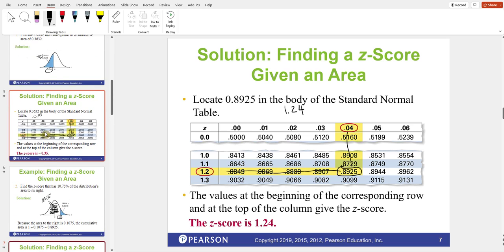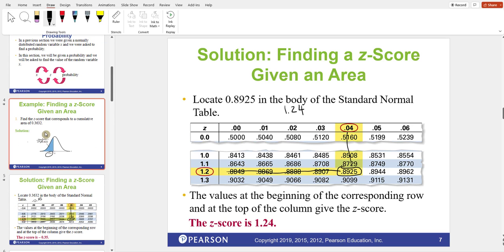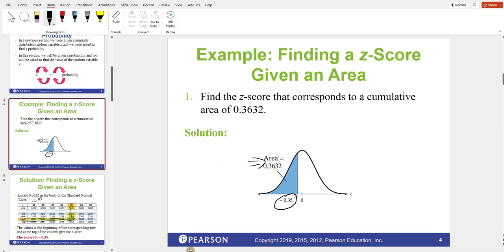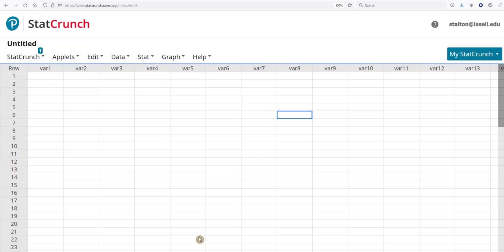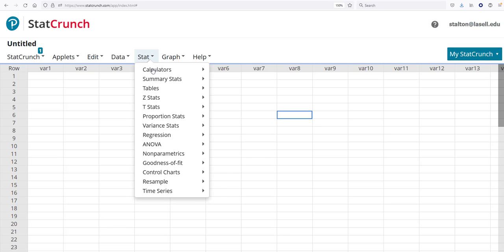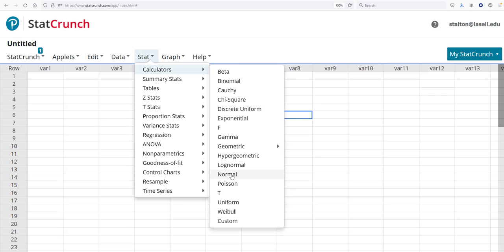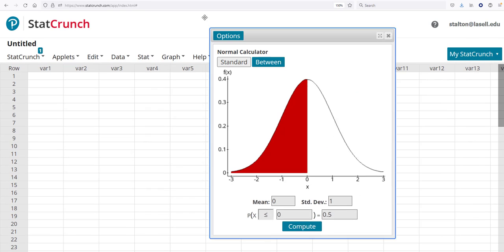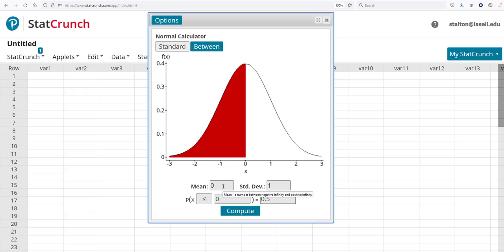So I'm sure you're asking, well, I don't want to use the table. How do I use technology? Well, I will show you how to use StatCrunch to figure out these problems. So we're going to go to Stat, Calculators, and we want to go to Normal. And we were looking for z-scores. So for our z-score, we always know that the mean is 0 and the standard deviation is 1. So that's what you're going to plug in here.